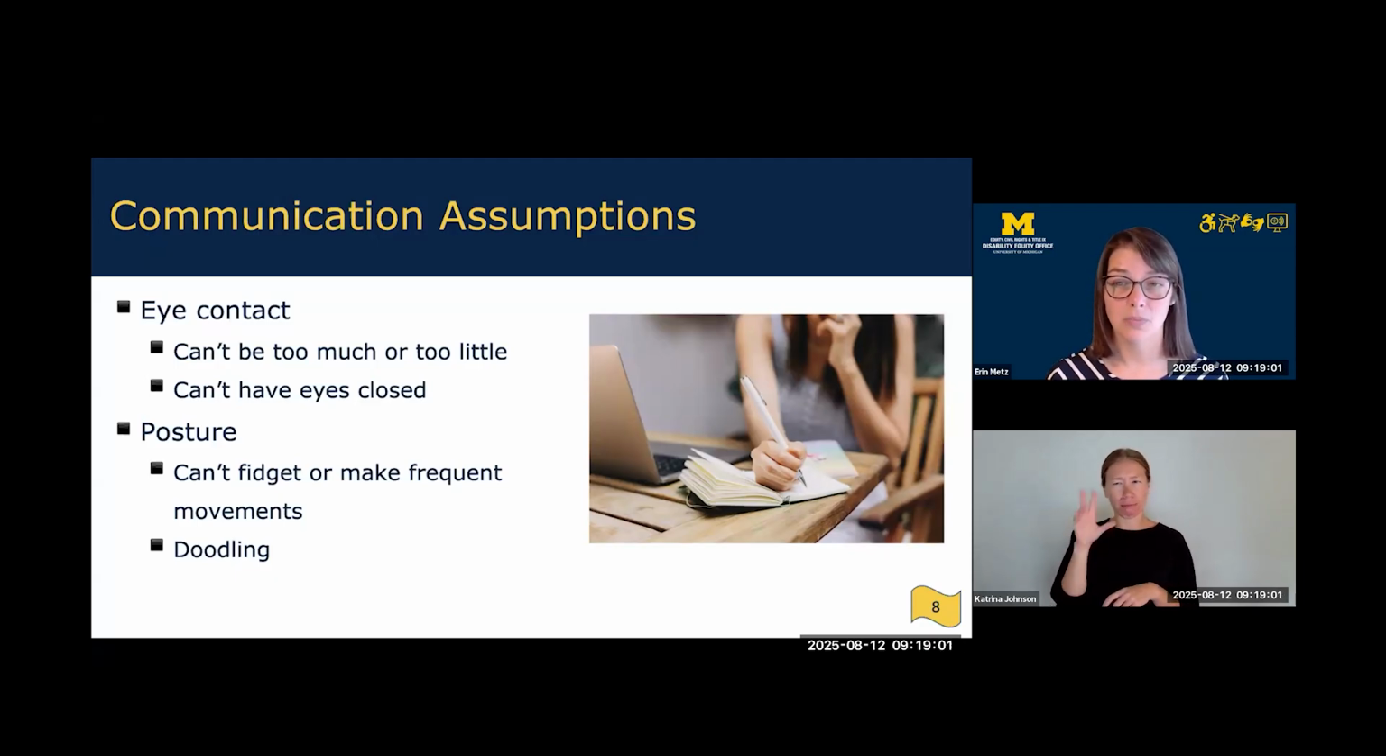It's sometimes assumed that someone who is fidgeting, moving frequently, or doodling is not fully engaged in the conversation or the meeting. However, it's important to recognize that these nonverbal behaviors don't necessarily indicate a lack of attention or participation. People may exhibit various mannerisms for many reasons, and these should not be automatically interpreted as disengagement.